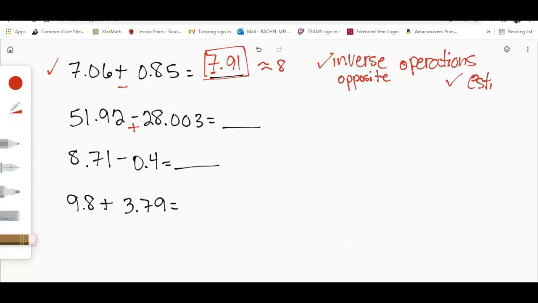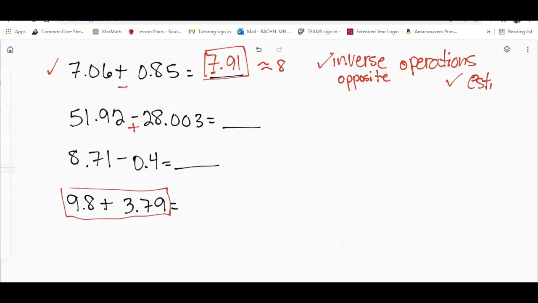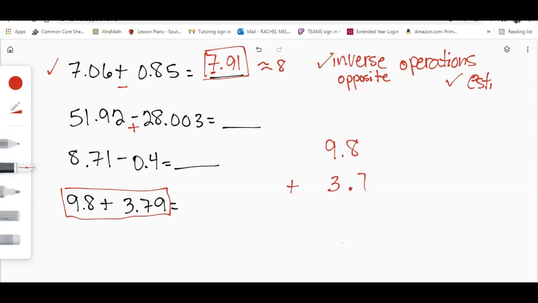All right, so let's go ahead and look at our next one. You know what? Let's jump down here to another addition. Let's jump to this one right here. Let's do both of the additions together. So I have 9 8/10 plus 3 79/100. Notice I lined up those decimals.